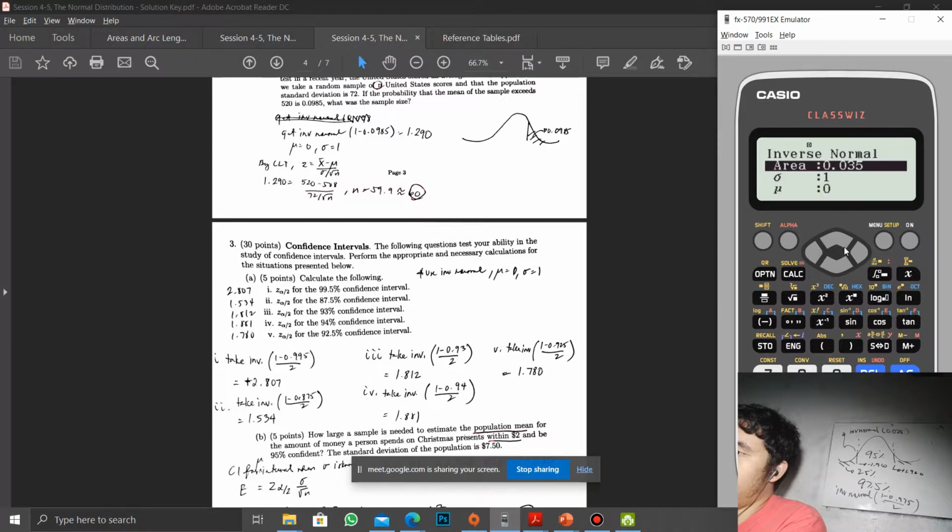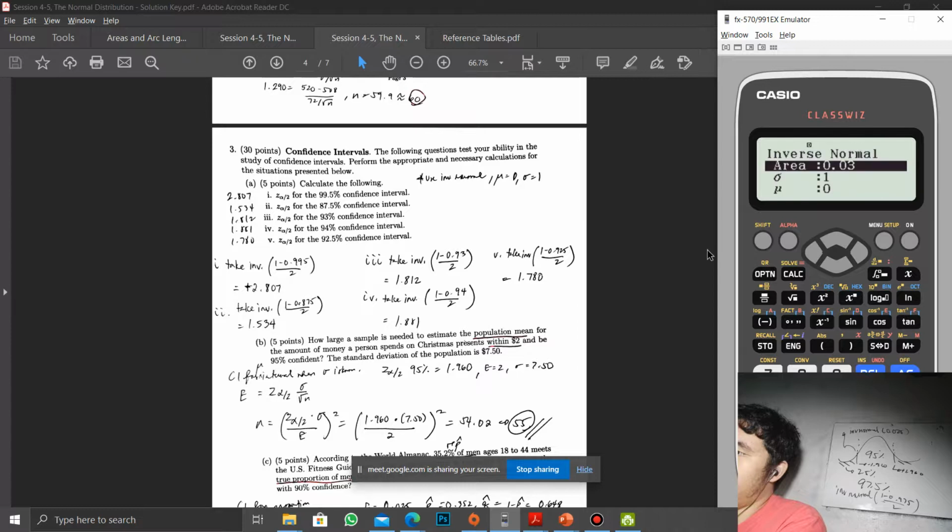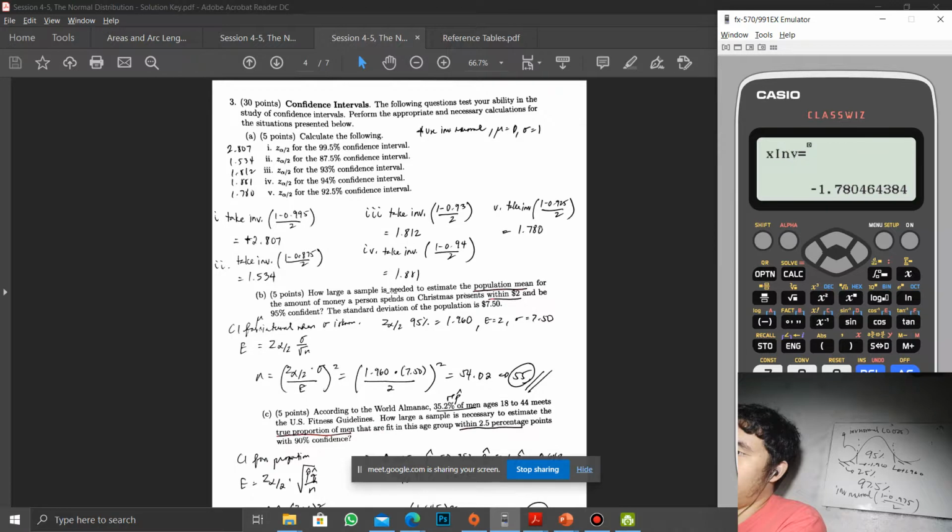Next. 1 minus 0.94 divided by 2. Negative 1.881. And lastly, 1 minus 0.925 over 2. 0.0375, we get 1.780. That's all.